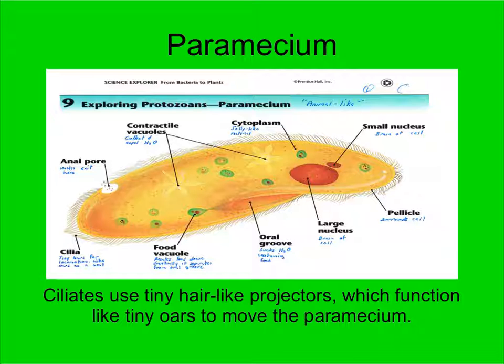Okay, Paramecium is another example of an animal-like protist. Look at the structures there. It has some similarities between that and the amoeba, but it also has some differences. Interestingly, these little cilia, they act like boat oars. So they're all fluttering around at the same time, and it helps the organism move around.